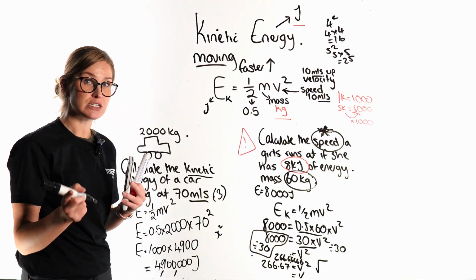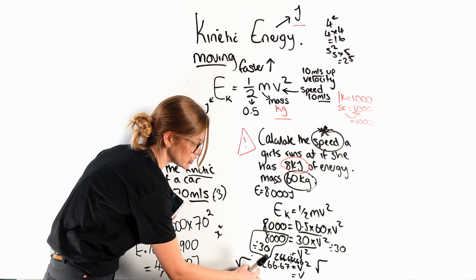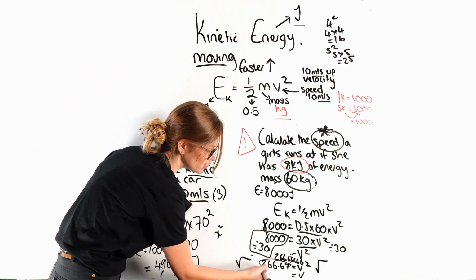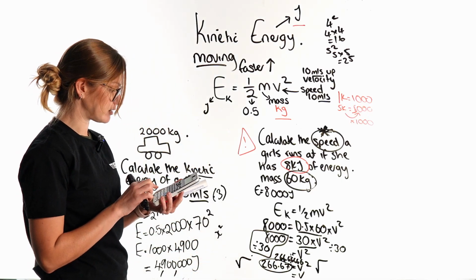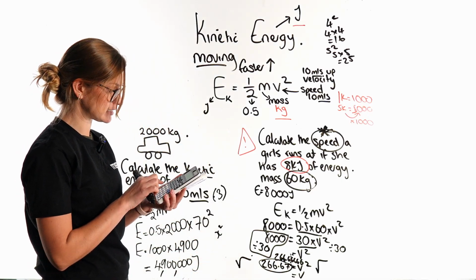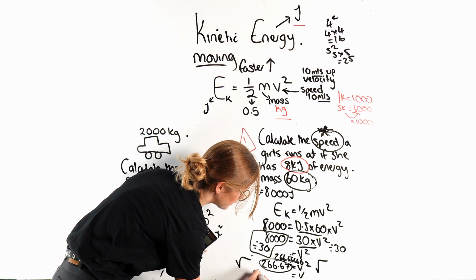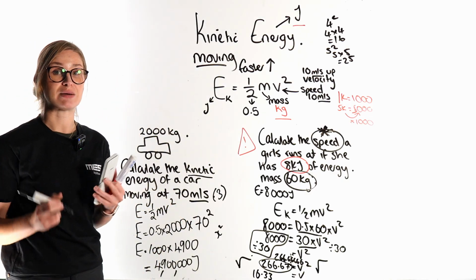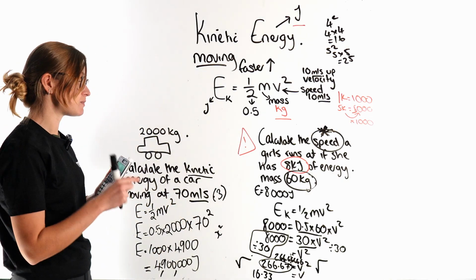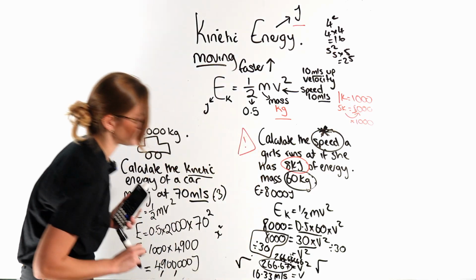And when we do one side, we do the other. So what I have to do now is use the square root button in my calculator, and take the square root of 266.67 to find what that speed is, and I get 16.33. So 16.33 is my speed. Remember, speed is always measured in meters per second. So meters per second is my final answer.